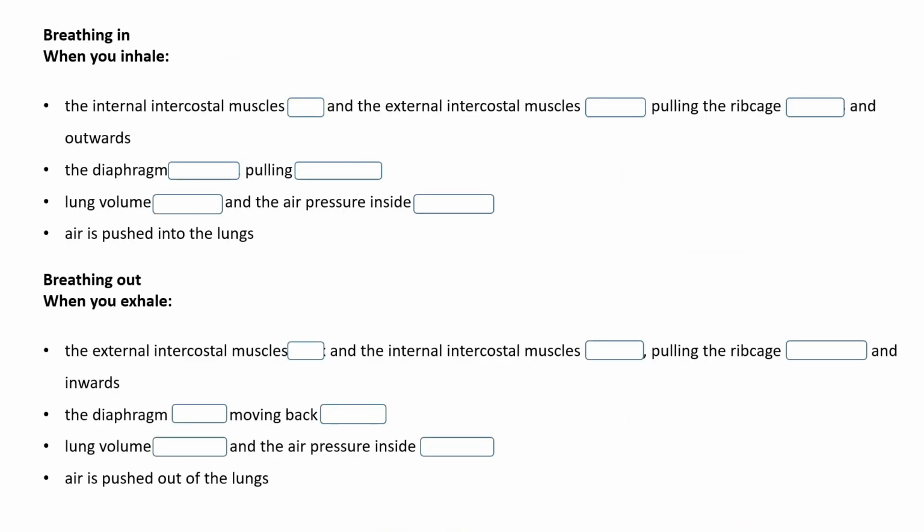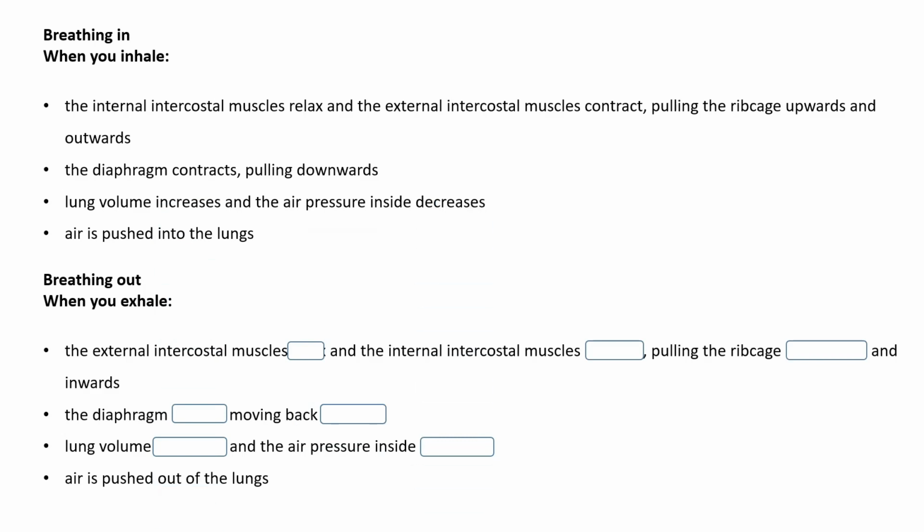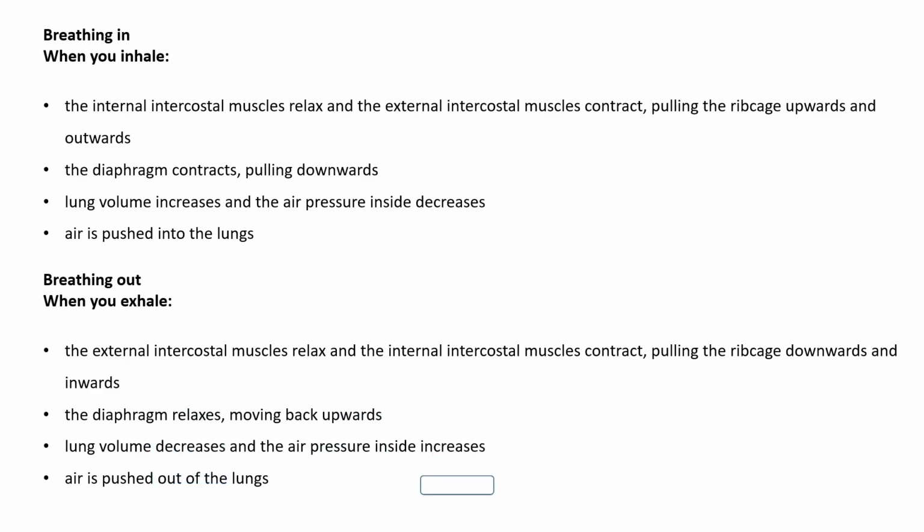So again, another brief thing is the internal intercostal muscle relaxes and the external intercostal muscle contracts, pulling the rib cage upwards and outwards. So the diaphragm contracts and pulls downwards. So your lung volume increases and the air pressure inside decreases, and air is pushed into the lungs. The external intercostal muscles relax, and your internal intercostal muscle contracts, pulling the rib cage downwards and inwards. So the diaphragm relaxes, moving back upwards. Lung volume decreases and the air pressure increases. Air is pushed out from the lungs.